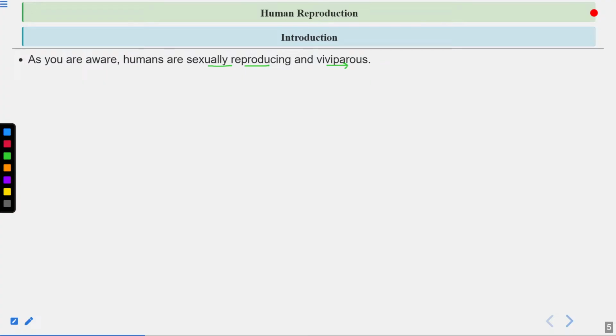Then there is sexual reproduction. Now humans are sexually reproducing. In sexual reproduction, what happens? Two parents are involved. Means a biparental condition is there. These two parents will produce gametes. One is the male gamete, another one is the female gamete. Then fertilization takes place. What is fertilization? Fusion of the male and the female gametes.